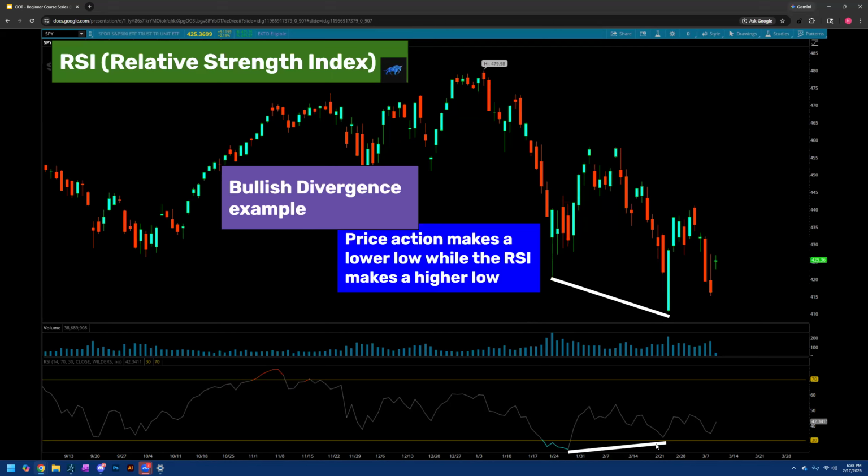Basically, what this means is that the stock has gained strength while the price action looks weaker. So that could be a nice buy signal. And the opposite is true for a bearish divergence, right? If price makes a higher high and the RSI makes a lower high, that's going to be a bearish divergence. So that would be a bearish signal.